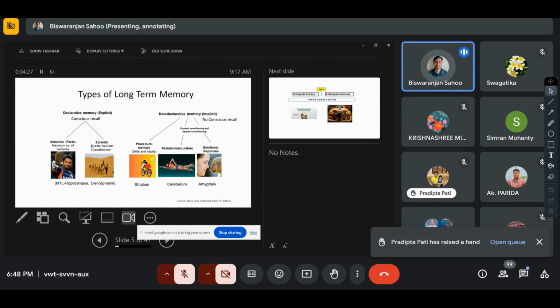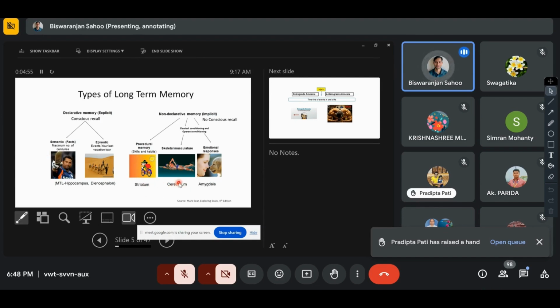For example, you're cycling. When you're cycling, you don't remember, okay, I have to recall. You just cycle. It's a procedural memory, a skill you have learned. So initially it takes time, but once you learn skills, you don't need to remember anything. You automatically cycle, right? And the part of the brain involved is the striatum, and the cerebellum is also helpful for muscular coordination.